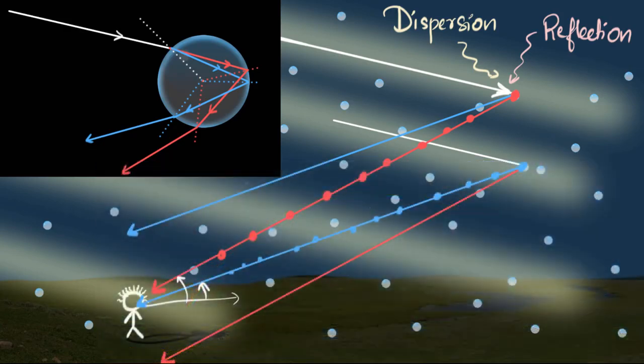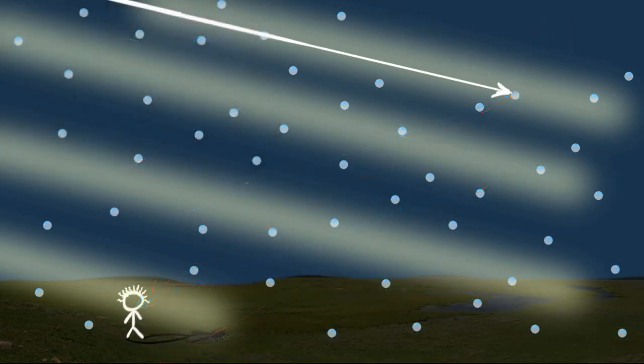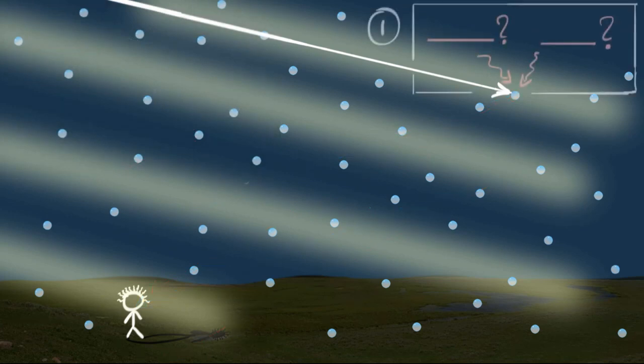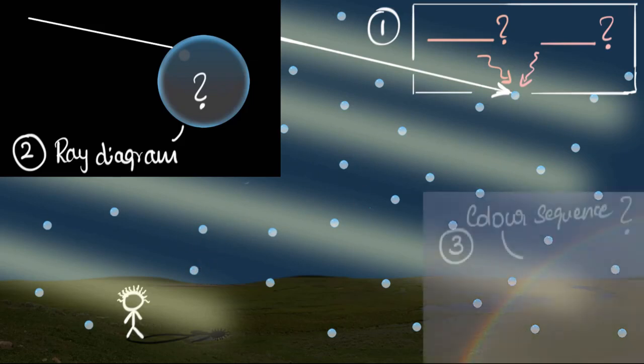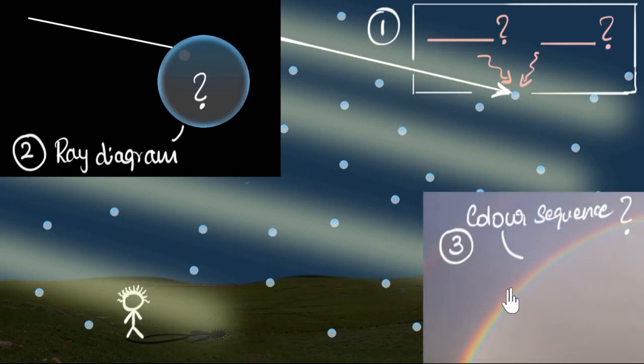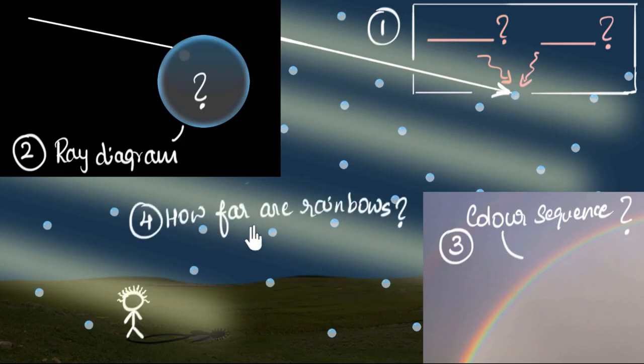So let's summarize what we just learned. Let's recall some important things from the video. Can you first of all recall what are the two important phenomena that have to happen to our light in order for us to see rainbows? Secondly, can you draw a ray diagram showing refraction inside the raindrop? Then, using that ray diagram, can you explain the color sequence of the rainbow? Why is it that we always get red on the outside and the violet or the blue on the inside? And finally, can you explain maybe to your friends or to your family, how far are the rainbows? If you have troubles answering this question, don't worry, you can always go back and revisit the parts of the video.